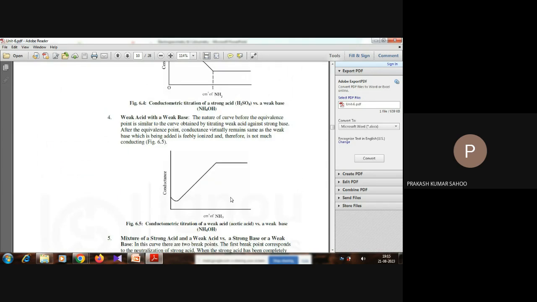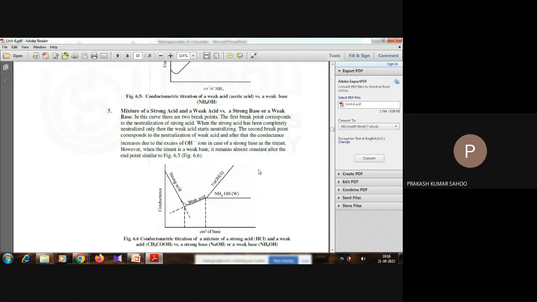Then weak acid with weak base. This depends on which one is relatively strong between the weak acid and the weak base. If the acid is relatively strong, then the plot will be like this. If it is the weak base, the plot will be like this. That means initially there will be an increase in conductance due to dissociation, and this is the end point, and after that it will remain constant.